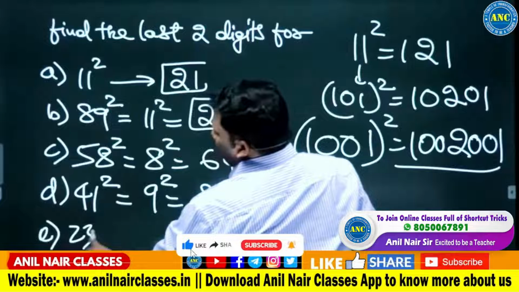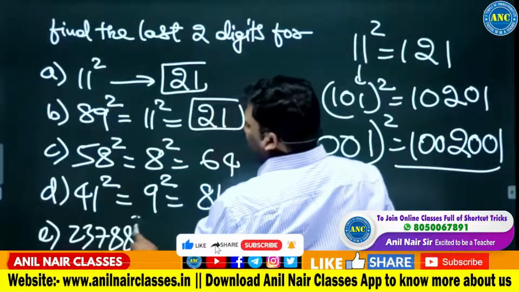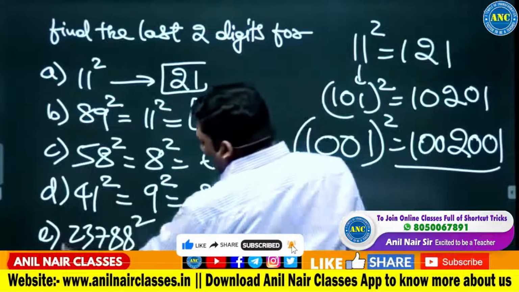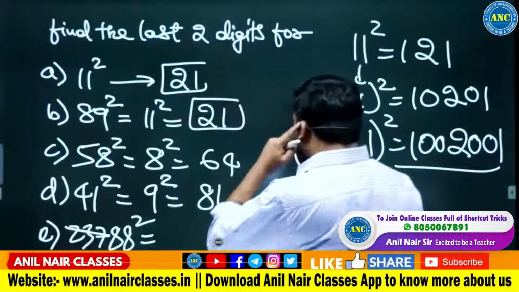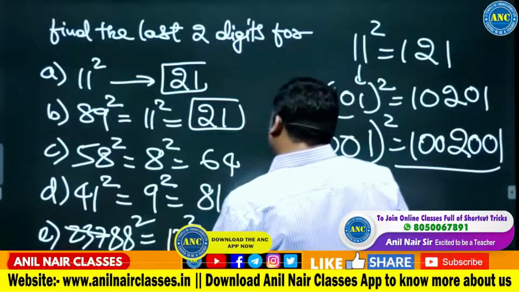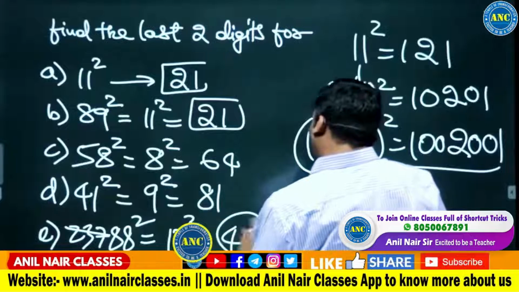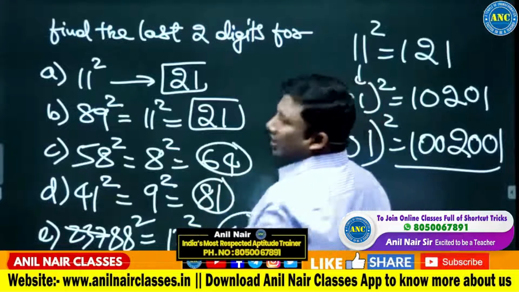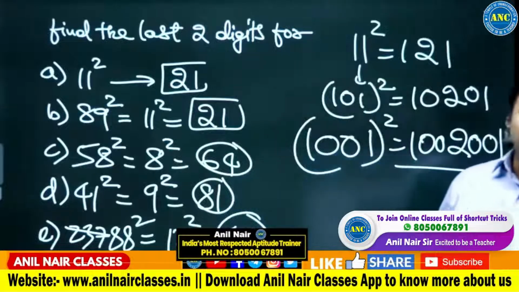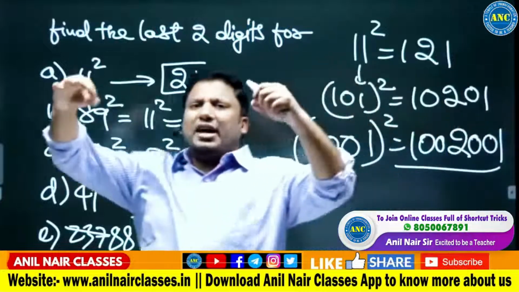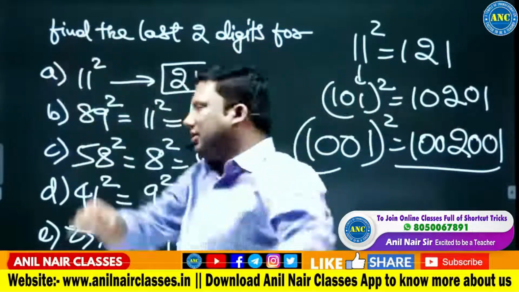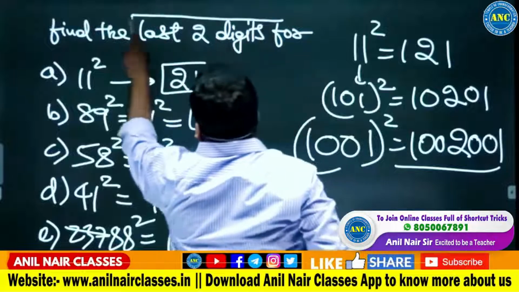Suppose it is 2377888 square, I just want the last two digits. 88 is how much less than 100? 12 less than 100. 12 square is 144. 12 square is 144. I hope the idea is clear, right?